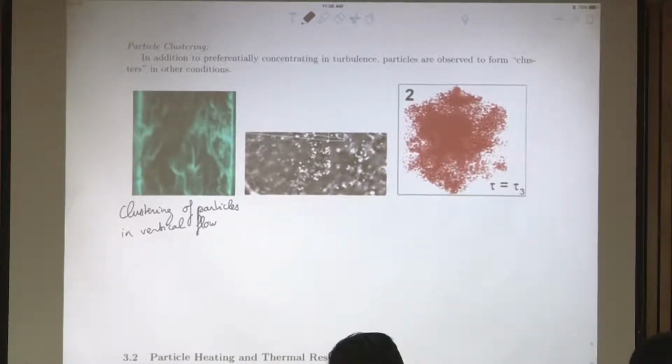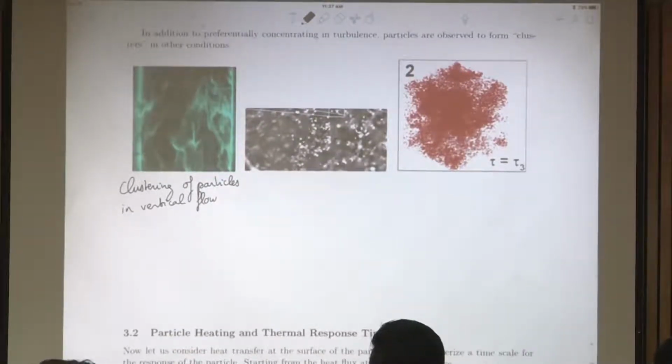So this is clustering inherently due to an instability. What you need for that is a non-negligible mass loading and some mechanism sustaining slip. Basically, gravity helps for this. If you have a vertical flow like this, gravity will pull the particles in one direction, and you can flow in the other direction. That will lead to a sustained slip. This can be shown to be unstable. This was the Geldart type A particle example that I gave before.